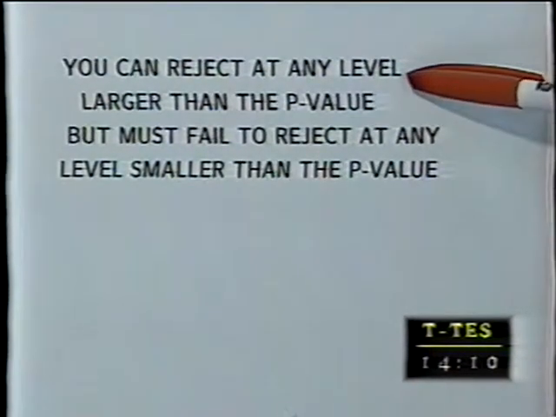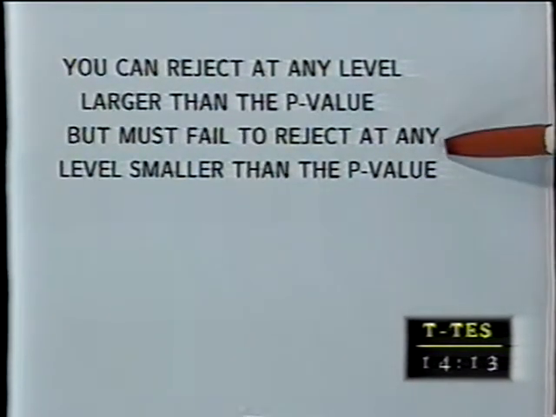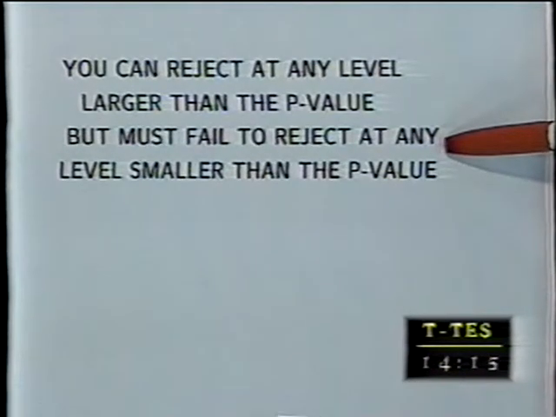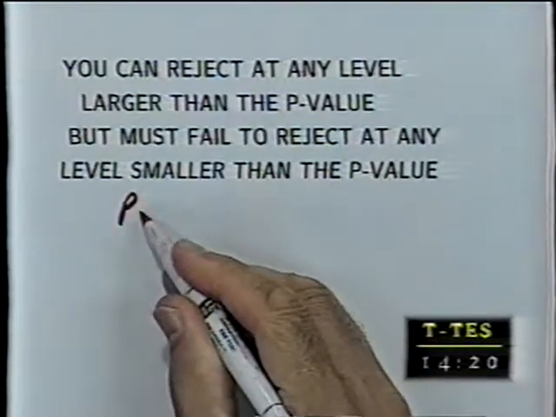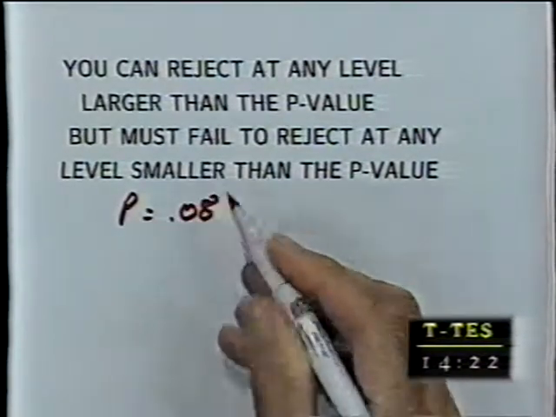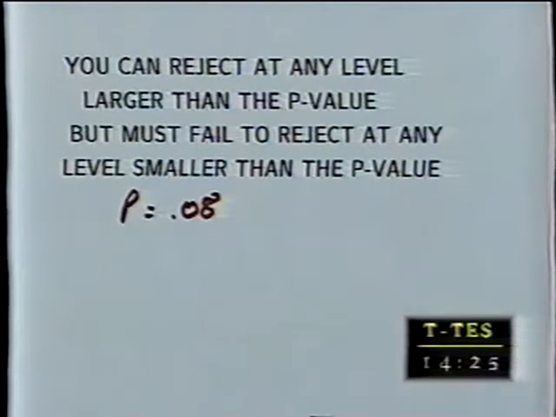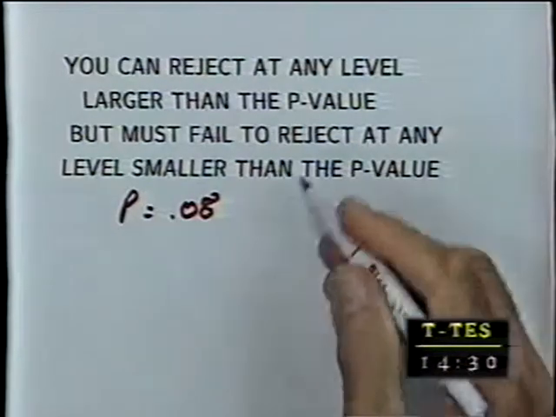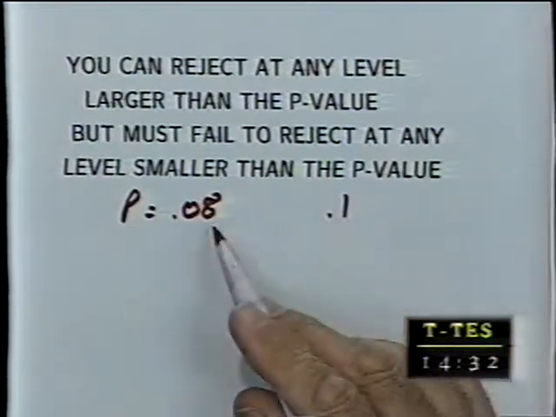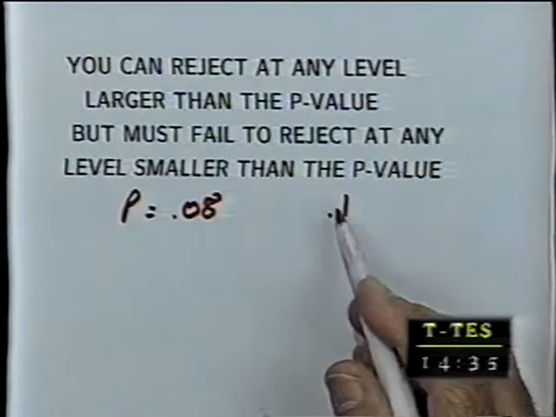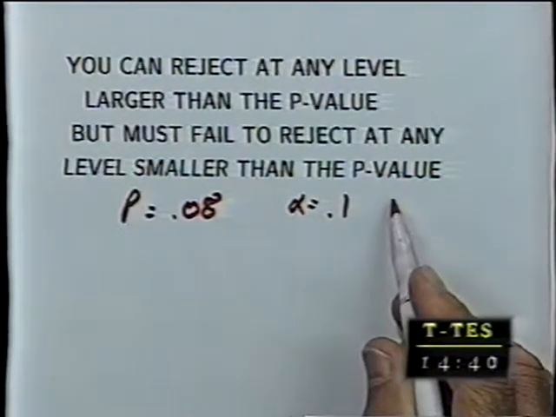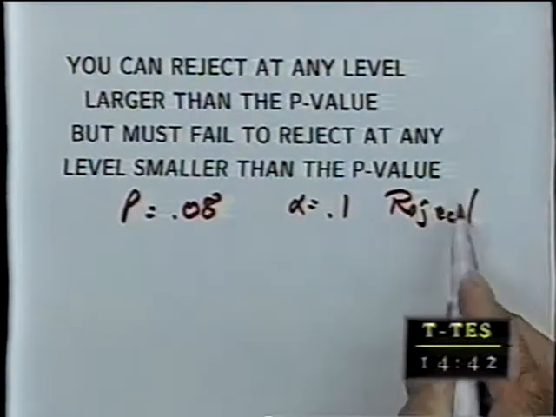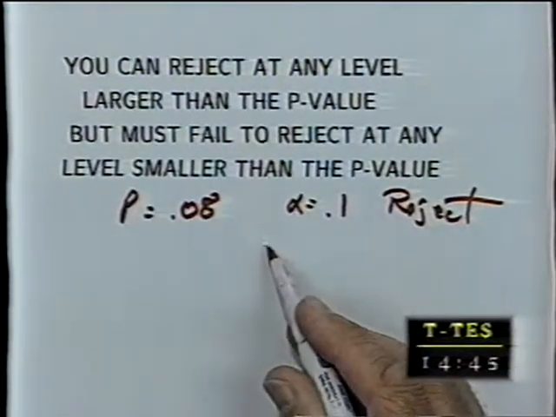You can reject any level larger than the p-value, but must fail to reject for any level smaller than the p-value. So remember, the p-value was 0.08. You can reject at any level larger than the p-value. Well, if someone said make a 10% level test, 10% is 0.1. 0.1 is larger than that. So if someone said the size of the test, often called alpha, is 0.1, I would say reject.